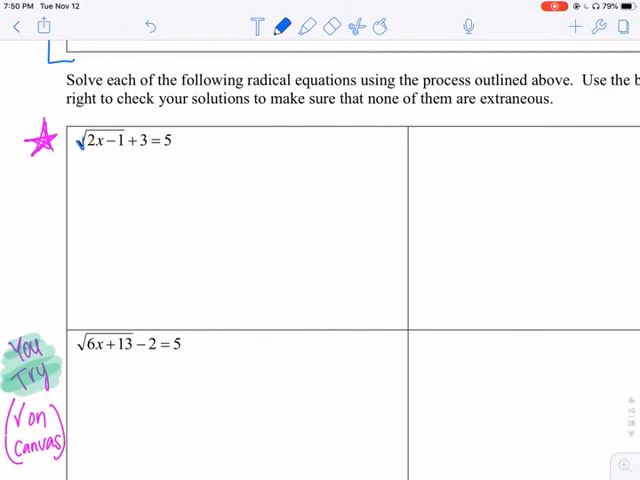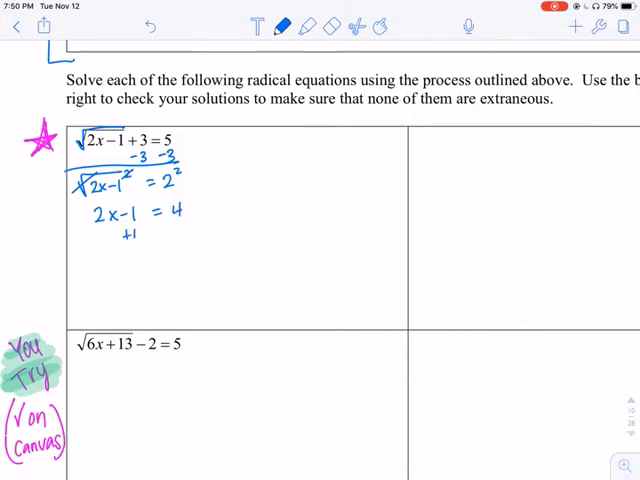So the first thing I need to do is get the square root by itself. So I'm going to subtract 3 on both sides because that's not underneath the radical sign. So I have 2x minus 1 equals 2. I'm going to square both sides. It's going to cancel the square root and the square. It drops out, so 2x minus 1 equals 2 squared, which is 4.